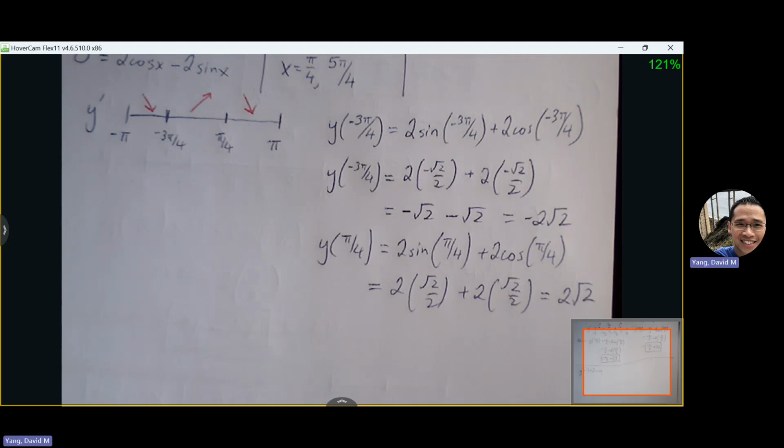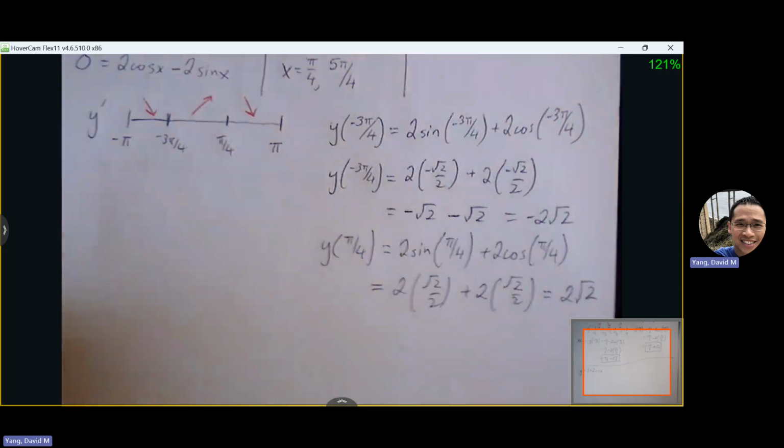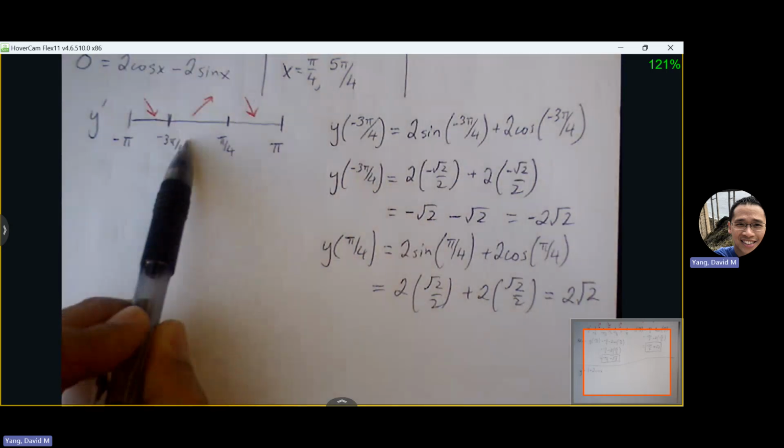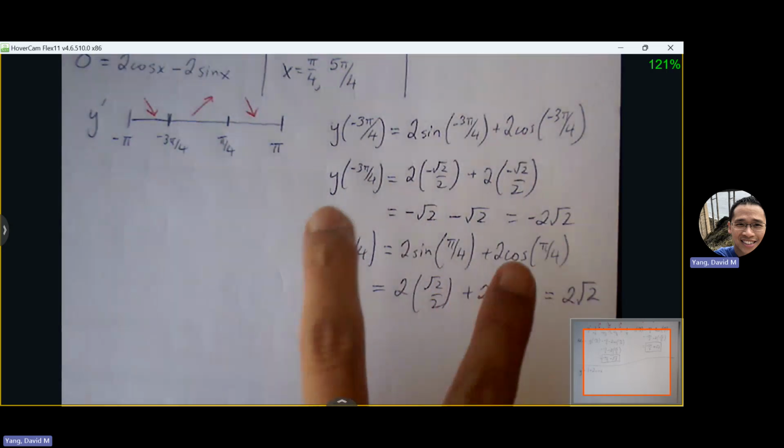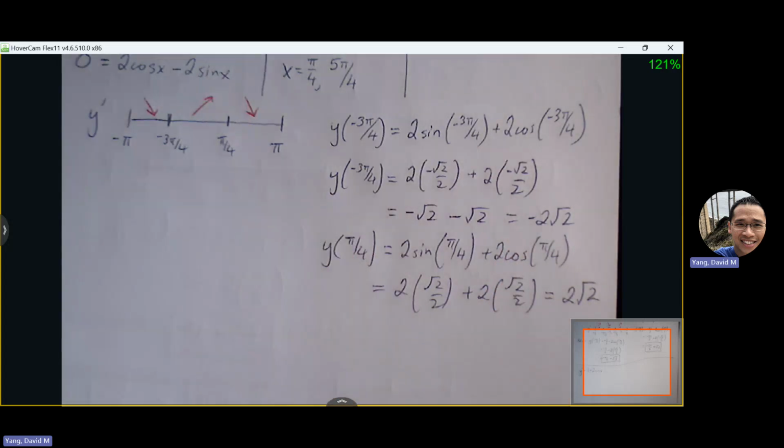Okay, we've gathered everything that we needed from y prime. We have intervals of decrease, intervals of increase. We have order pairs of relative max. We have order pairs of relative min. Okay, moving on to y double prime.